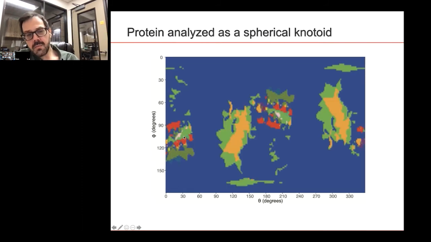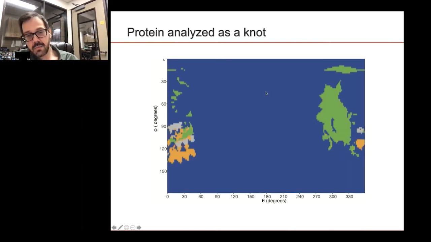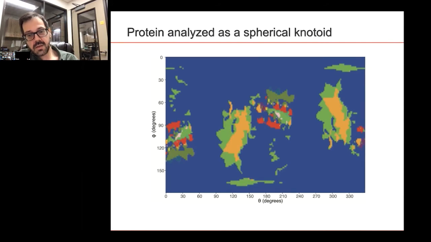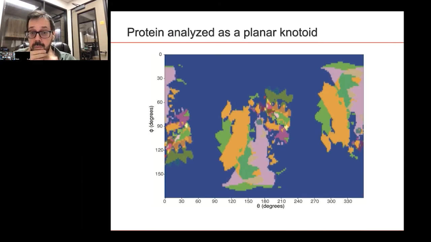And now we have the same protein analyzed as a spherical knotoid. So there is a lot of information in the middle that we lost. Okay, so there is something here that didn't exist before. So we lost all of that information. And that's the knotoid on the sphere. If we go to the plane, we have even more information coming up.